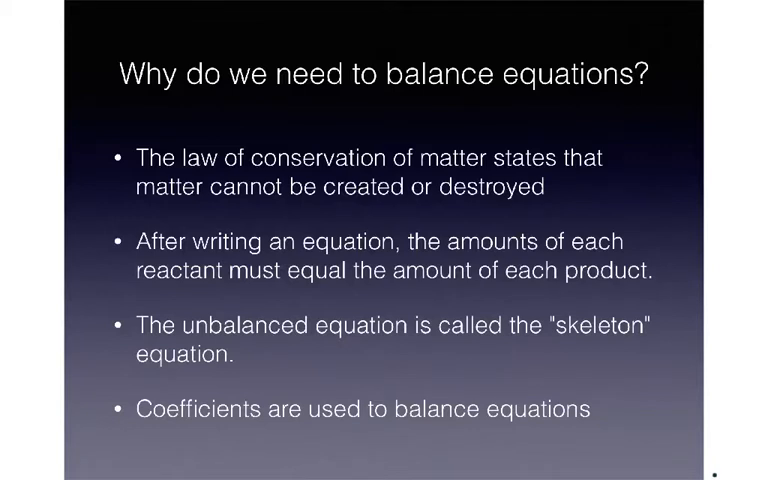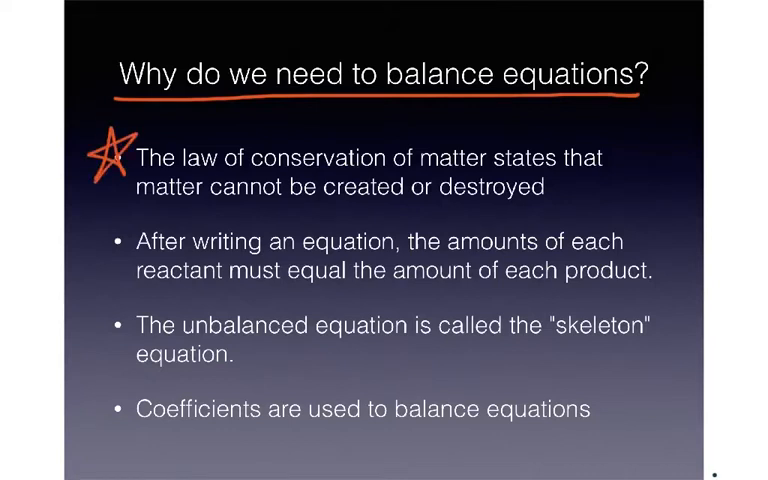Before we can get started balancing equations, we must learn why we need to balance equations in general, because some people would just want to write the chemicals. Why do we have to go through the extra step, the extra mile, to make sure that it's balanced? Well, the biggest thing is that the law of conservation of matter states that matter cannot be created or destroyed. So in order to hold true to this rule that has been set in place years ago, we have to do this. After writing an equation, the amounts of each reactant must equal the amount of each product.